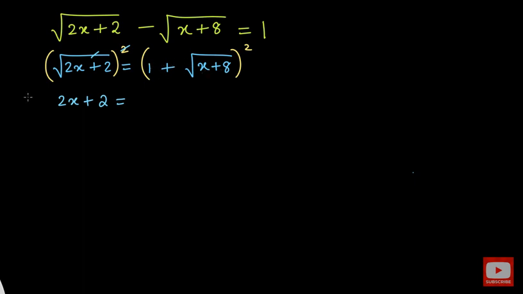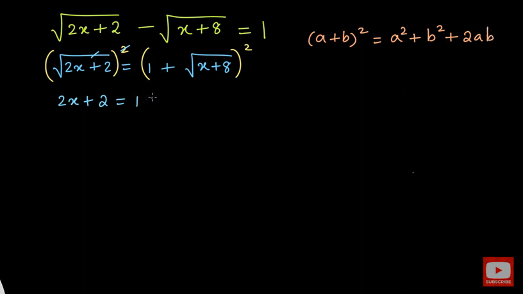So to solve this right hand side part, we have to make use of an algebraic identity, that is (a plus b) whole square, because we have got two terms, 1 plus square root of x plus 8. So (a plus b) whole square, as we know, is equal to a square plus b square plus 2ab, right? So let's apply this identity and solve the right side.